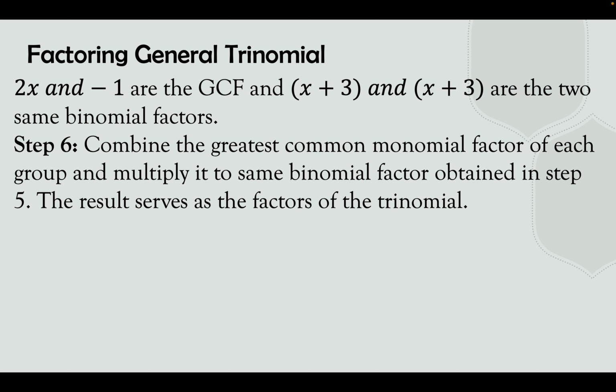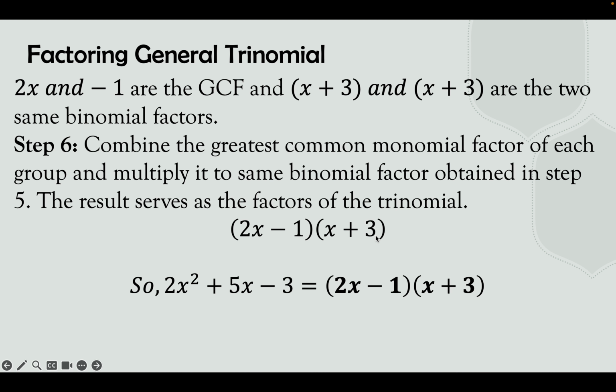We need to combine the GCMF of each group and multiply to the binomial factor obtained in step number 5. The result serves as the factored form of the trinomial. So we have now 2x minus 1 times x plus 3. So, the factored form for 2x squared plus 5x minus 3 is 2x minus 1 times x plus 3. If you use the FOIL method, you will go back to your given trinomial.